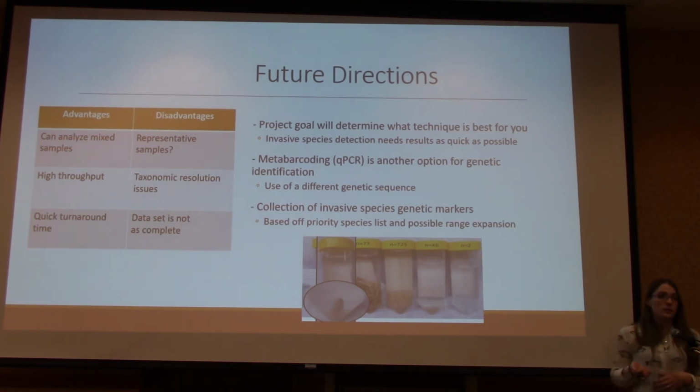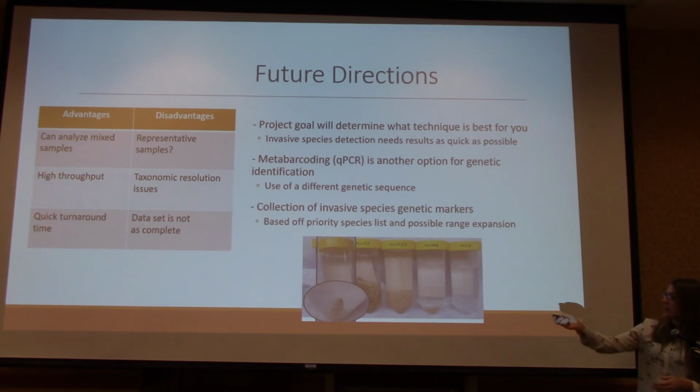And so a technique that we've utilized in the past couple of years is qPCR, which is just another genetic identification technique, and it just uses a different genetic sequence than the CO1 gene. Again, it has its advantages and disadvantages. Probably the biggest advantage for us, because we collect so many larval fish, is that you can analyze a mixed sample, so you don't have to tease one fish out at a time. You can process a whole sample at the same time. This allows for high throughput and also a really quick turnaround time, which, like I mentioned, for invasive species is important for us.